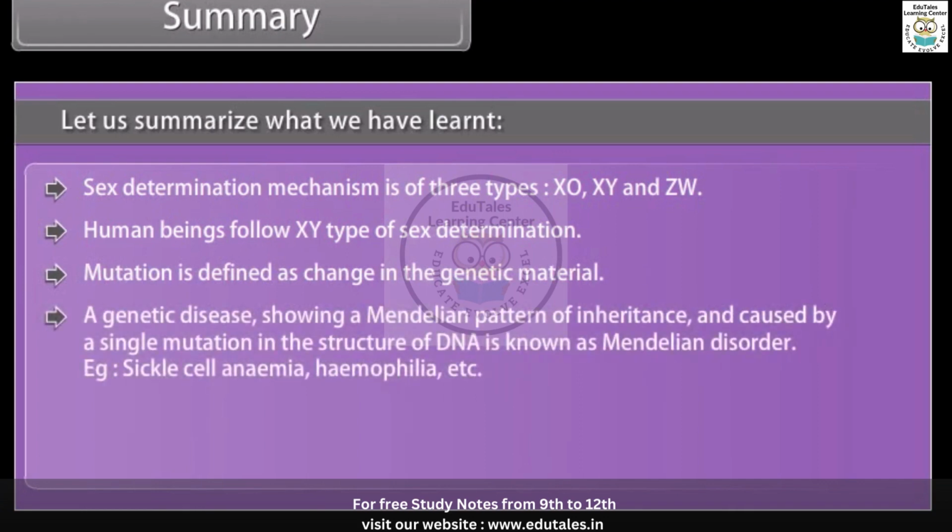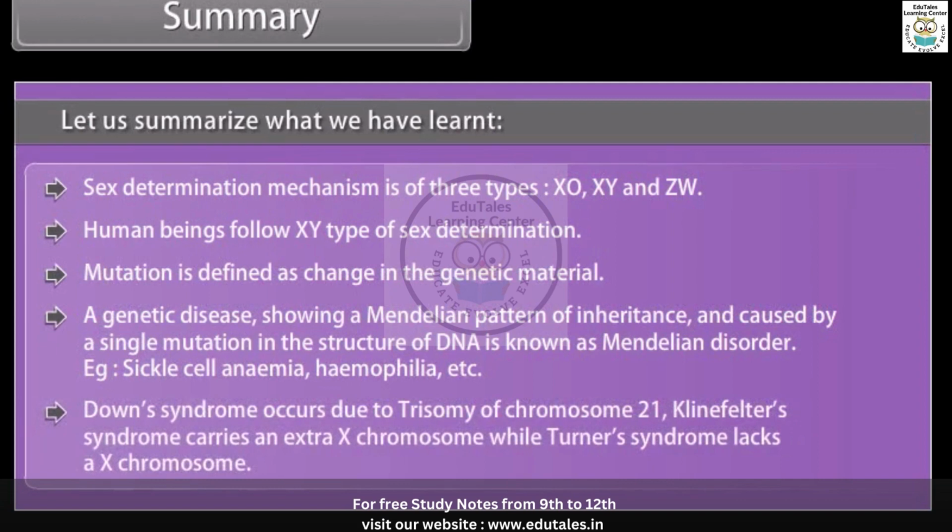A genetic disease showing a Mendelian pattern of inheritance and caused by a single mutation in the structure of DNA is known as Mendelian disorder. Examples: sickle cell anemia, hemophilia, etc. Down syndrome occurs due to trisomy of chromosome 21. Klinefelter's syndrome carries an extra X chromosome, while Turner's syndrome lacks an X chromosome.